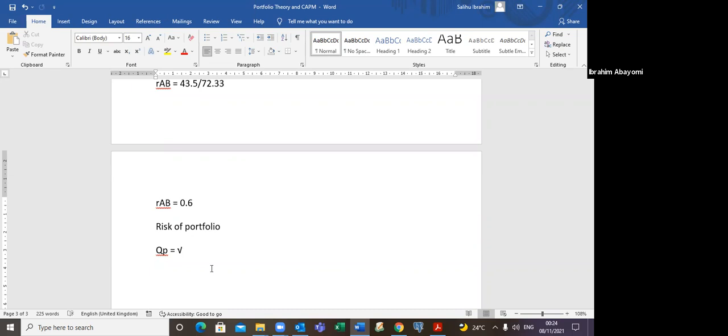And standard deviation of the portfolio is given as variance of return on A. Variance is the square of standard deviation. So variance of A times weight of A times weight of A. Variance of A times weight of A squared. I'm giving you the formula here. It's a bit long.